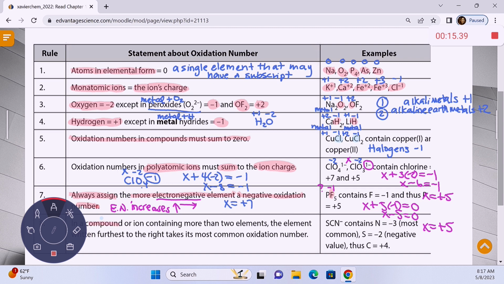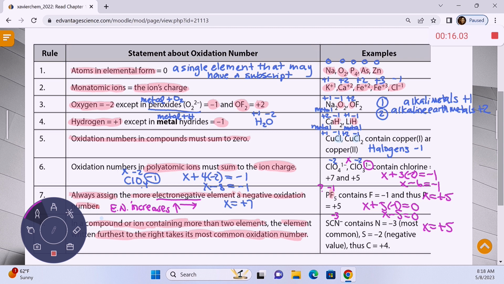If you have a compound or an ion with more than 2 elements in it, the element that is furthest to the right takes the most common oxidation number. So if I'm looking at SCN -1, what is the most common charge for nitrogen on the periodic table? -3. So you put a -3 on the N.